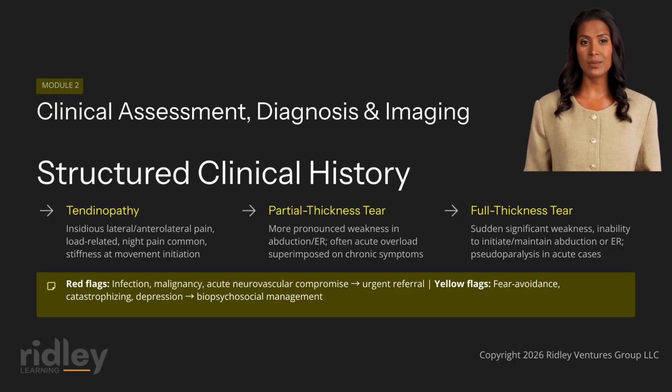Partial thickness tears may present similarly, but with more pronounced weakness in specific planes such as abduction or external rotation, and may feature a history of acute overload on top of chronic symptoms. Full thickness tears are more likely to present with sudden onset of significant weakness and loss of function, particularly following trauma, with inability to initiate or maintain abduction or external rotation. It's worth keeping in mind that full-thickness tears in young, active patients are often traumatic, whereas in older adults they may be degenerative and even asymptomatic.